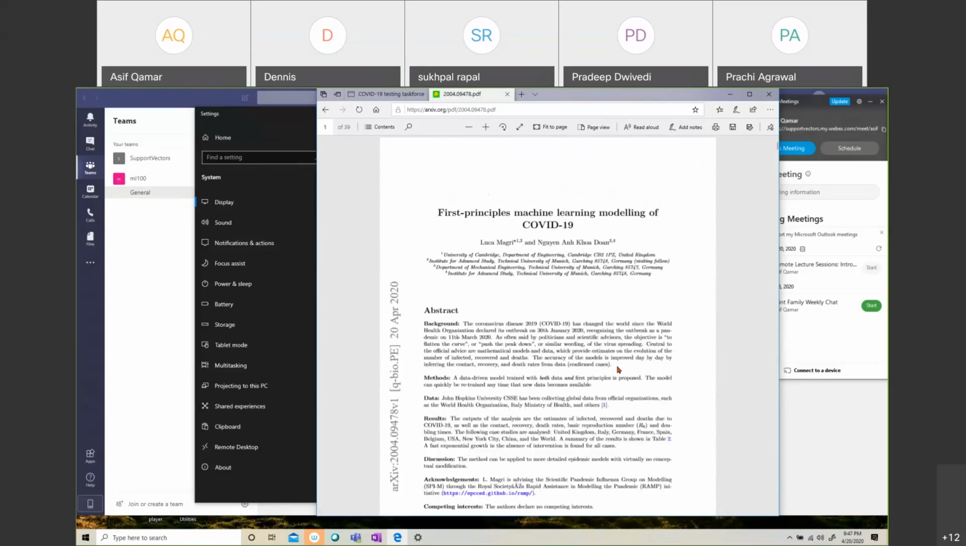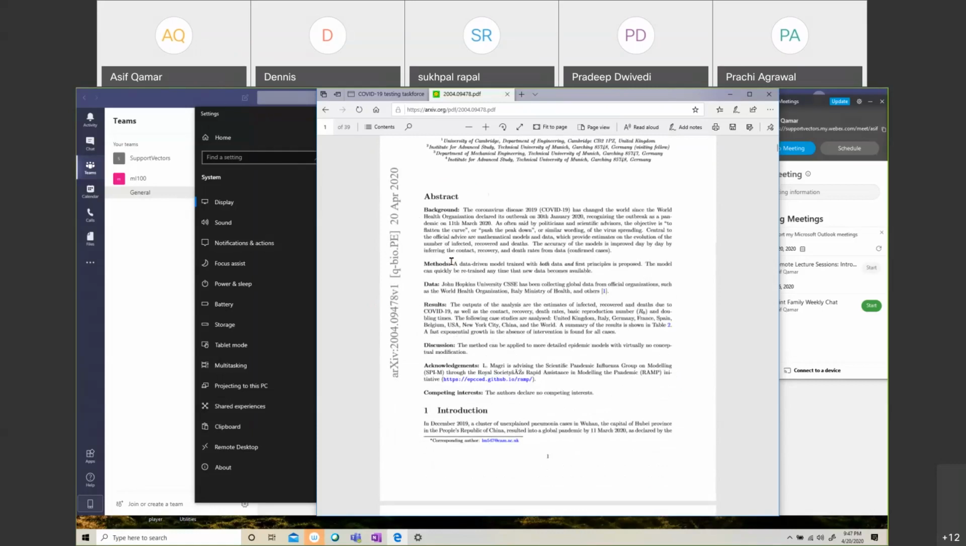The accuracy of the model is improved day by day, influence, etc. So it seems like a fairly basic paper, actually. It's a good paper. Method: a data-driven training with both data and first principles is proposed. So there is new research here, right? Results: the output of the analysis are the estimates of infected, etc. Discussion: the methods can be applied to a more detailed epidemiological model.